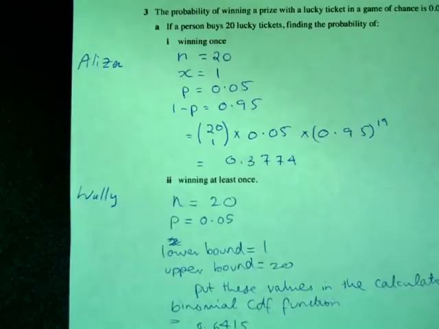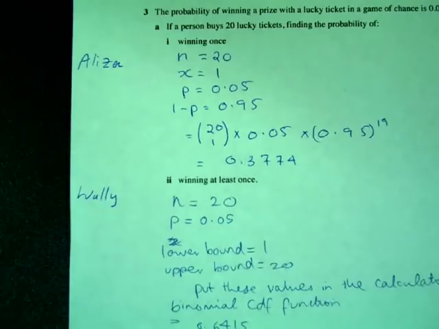Alright, so the question is asking the probability of winning at least one. So we know it's a CDF because it could be one or more. So we know that the number of trials is 20 and the probability is 0.05. We use binomial CDF, and we put in n as 20, p as 0.05, the lower bound as 1 and the upper bound as 20. And the answer we get is 0.6415.